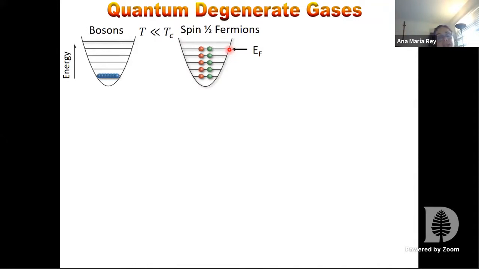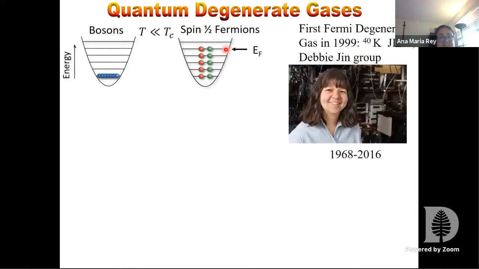I want to use this opportunity because it's unavoidable that when we talk about fermions, the person who pioneered cooling down Fermi gases is Deborah Jin. She was a JILA fellow, and unfortunately she died a few years ago, in 2016. So I just want to recognize how much she has brought to the field.